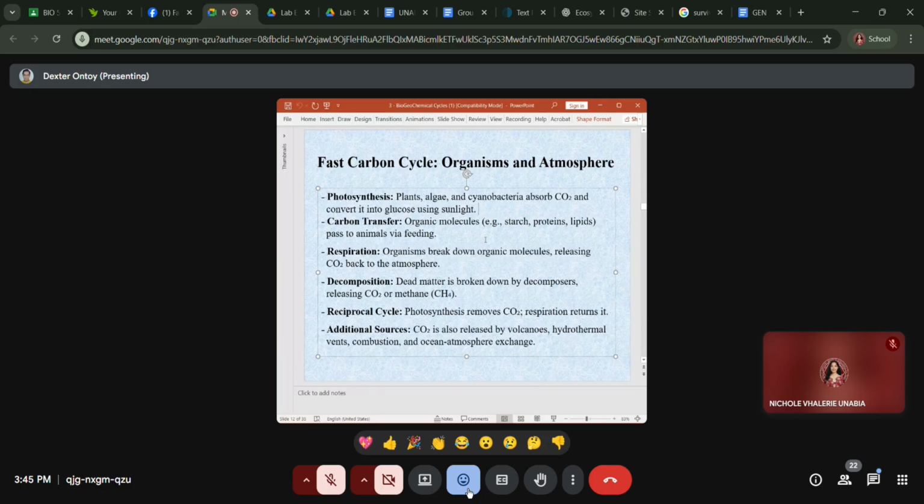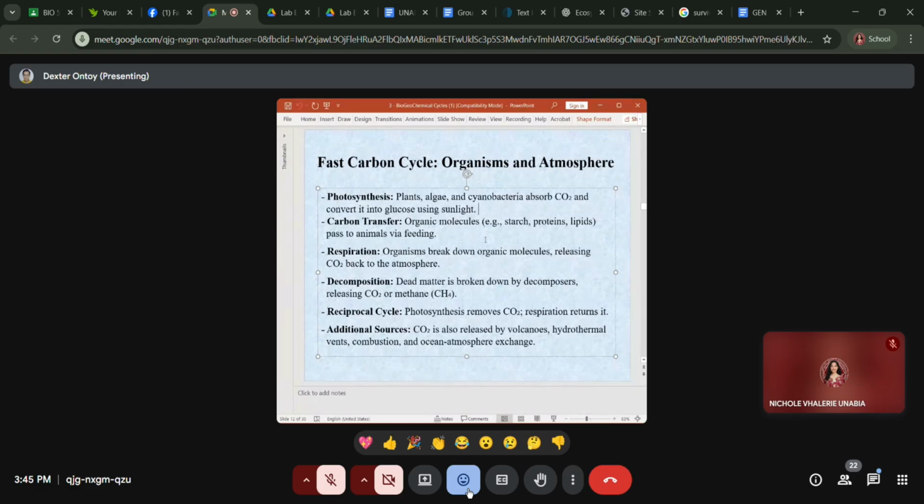So organic molecules such as starch, proteins, and lipids pass to animals via feeding. And then respiration, where organisms break down organic molecules, releasing CO2 back to the atmosphere. So when we exhale, we are releasing CO2 and it goes back to the air and to the atmosphere. And then decomposition. You have dead matter that is broken down by the decomposers.